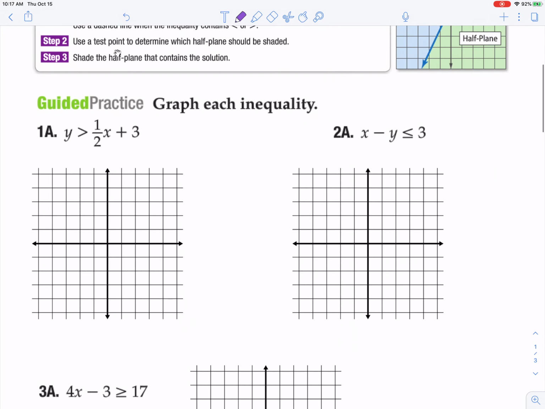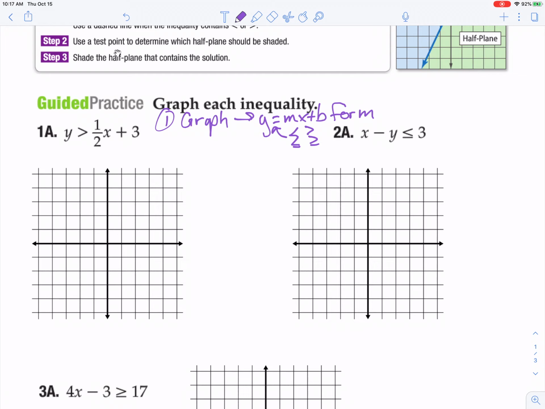Step one is going to be to make sure it's in y equals mx plus b form so that you can graph it. Remembering that that equal sign very well is going to be a less than, greater than, less than or equal to, or a greater than or equal to sign. So this one is ready to graph.